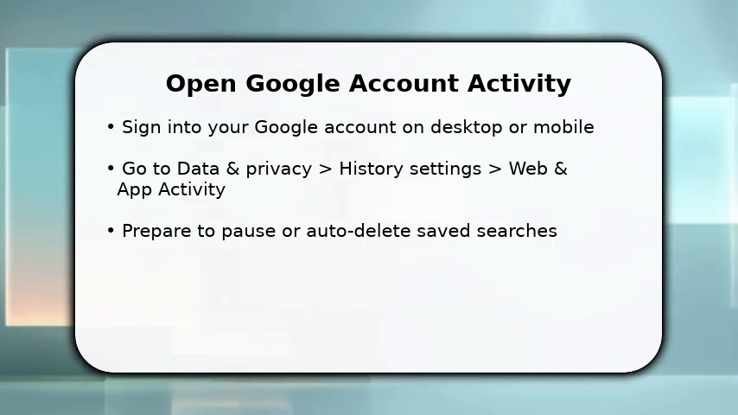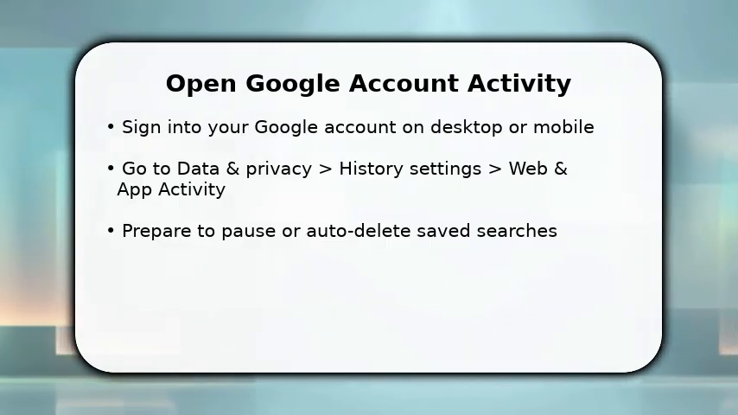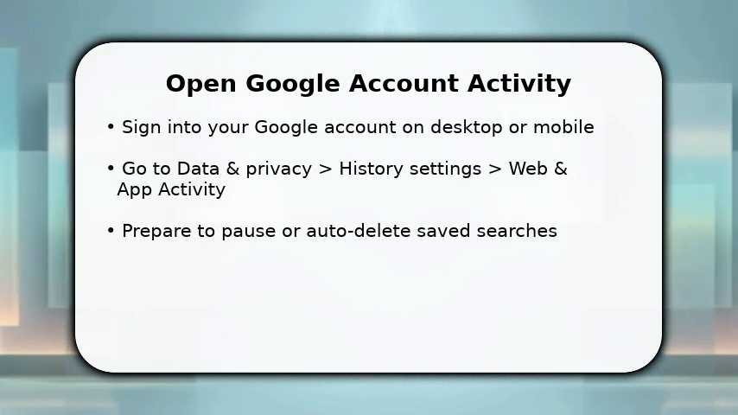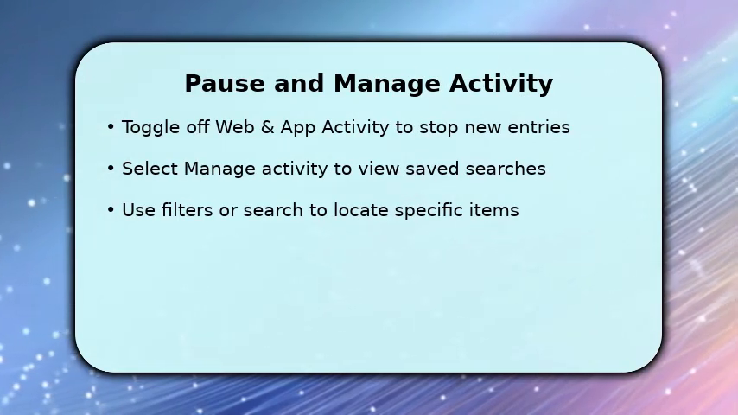Then locate the toggle for Web and App Activity and the link for Manage Activity. Begin by pausing activity recording so new searches stop being saved immediately, which prevents further history accumulation. Once you toggle off Web and App Activity, Google stops logging future searches to your account.